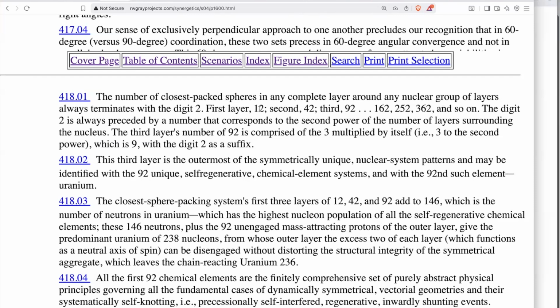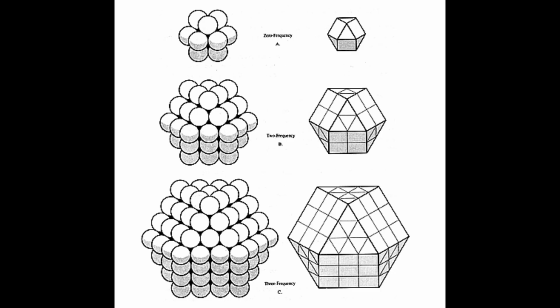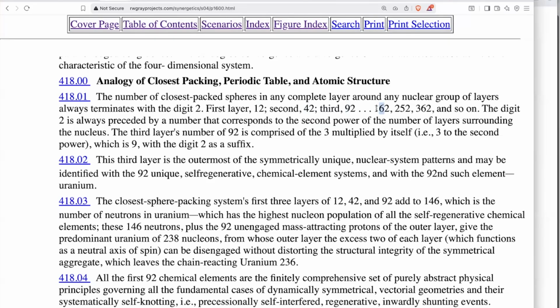So Fuller's formula is the layer squared as a 10, so 1 squared in the tens column, and then plus 2. So this is 1, you get 12. This is 2 squared, 4. The second layer is 42. 3 squared is 9, you get 92. 4 squared is 16, 162. 5 squared is 25, 252. 6 to the second power is 362.